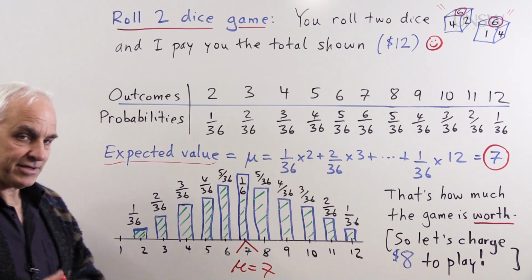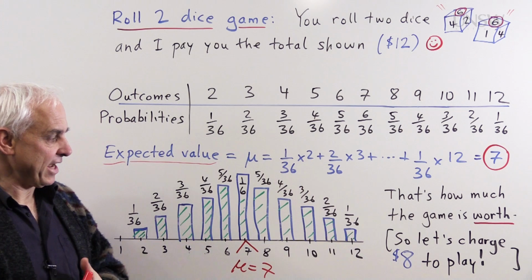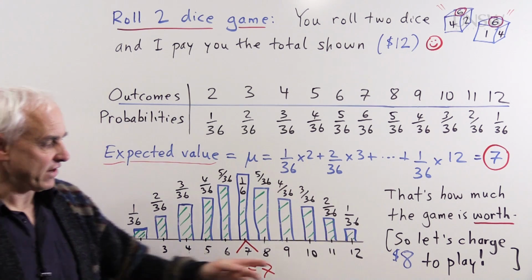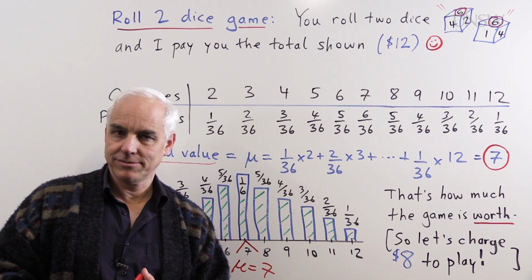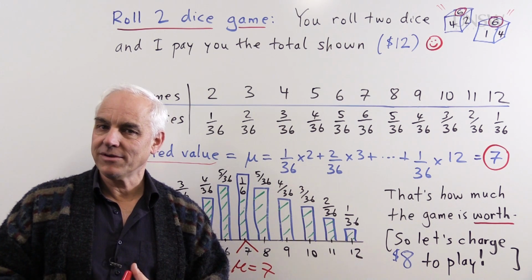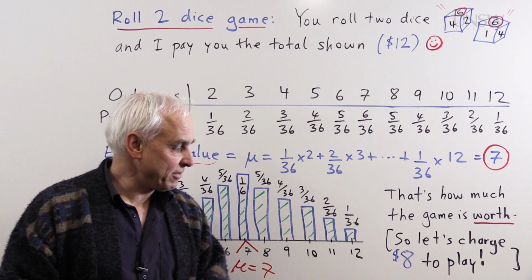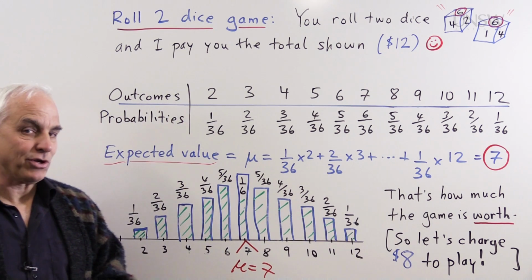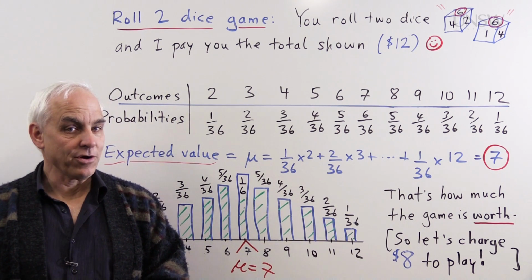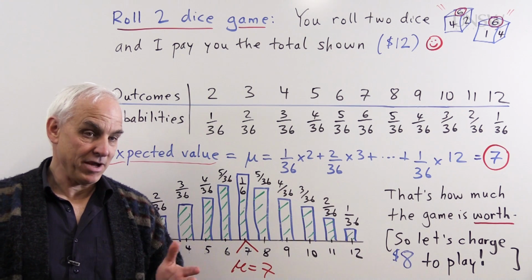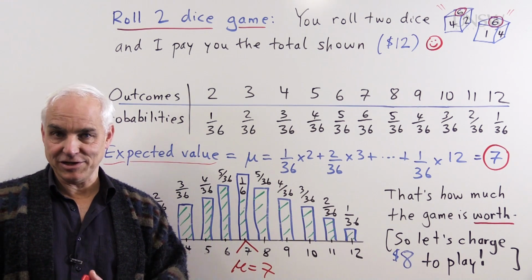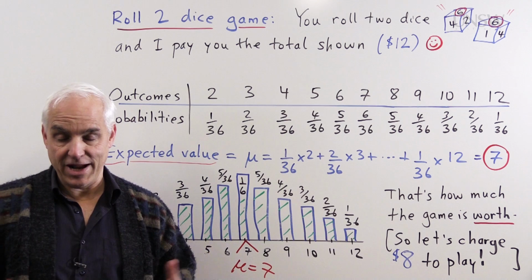So, since we're organizing the hen party, let's charge everybody $8 to play. We'll make a little bit of profit on the average. So on the average, if we charge $8 to play, people can expect to lose $1 per game. But it depends very much on the particular luck sequence that they have, if that actually happens or not.